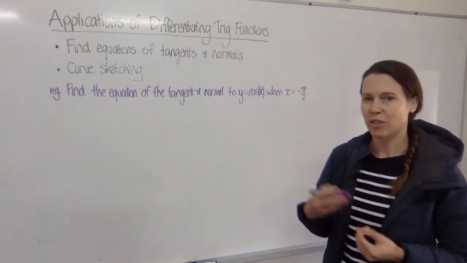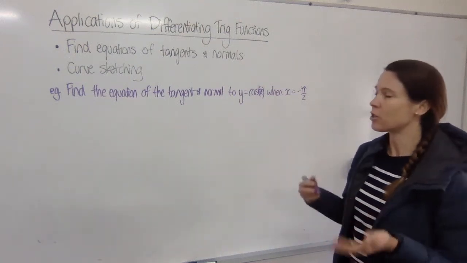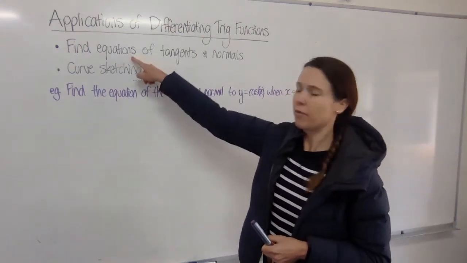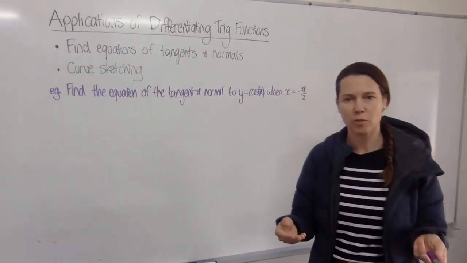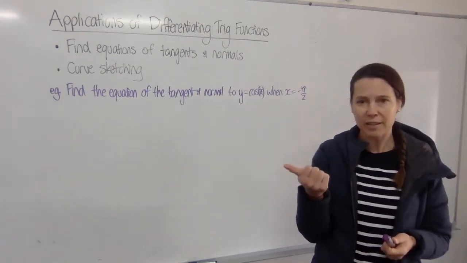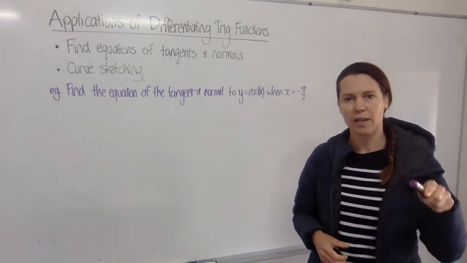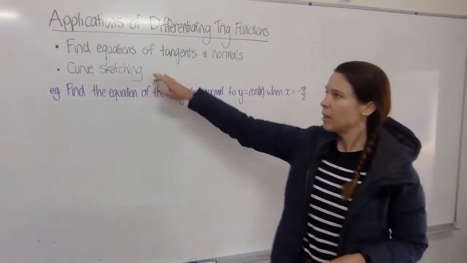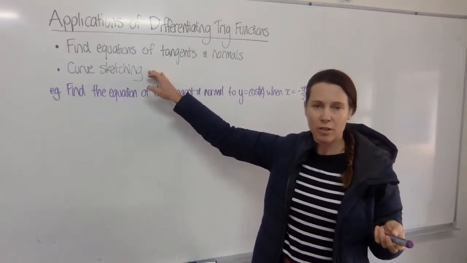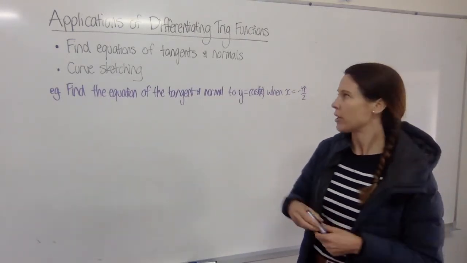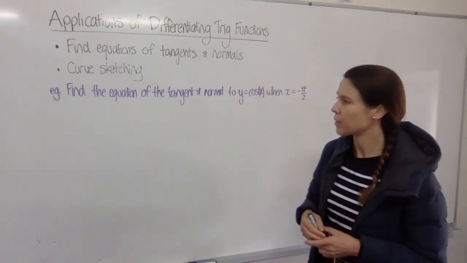So you've learned how to differentiate trig functions. What can we do with that? Well, the main applications of differentiating are we can find the equations of tangents and normals, and we know how to do that. We need to find the gradient there and a point, and then throw it into y minus y1 equals m(x minus x1). The other main point of differentiating is so that we can have an easier time when we're curve sketching. So let's have a look at an example of each of these.